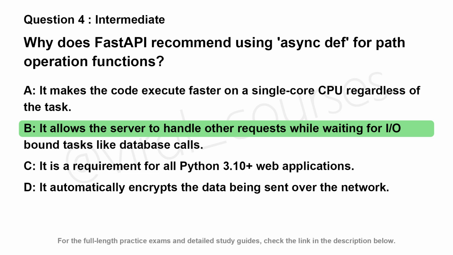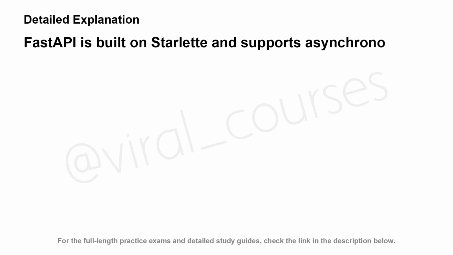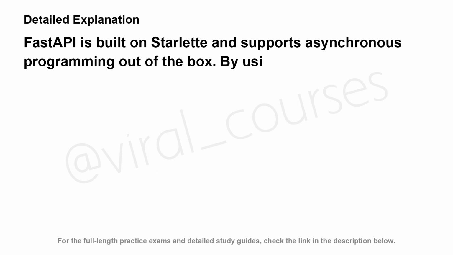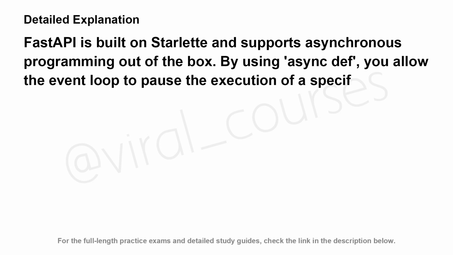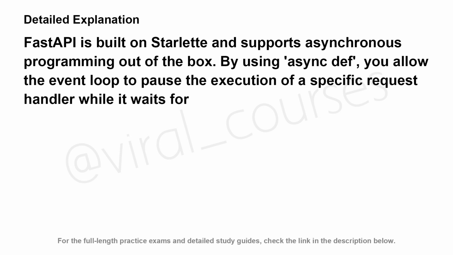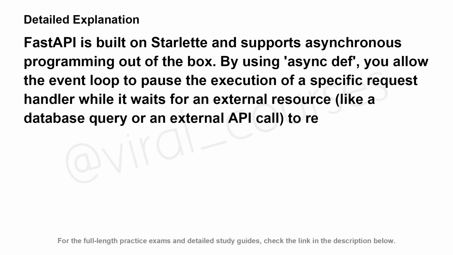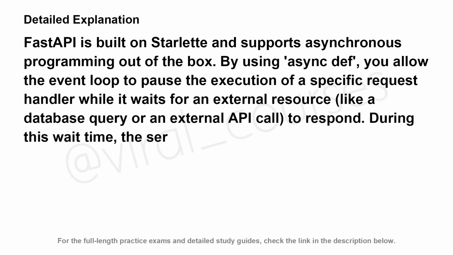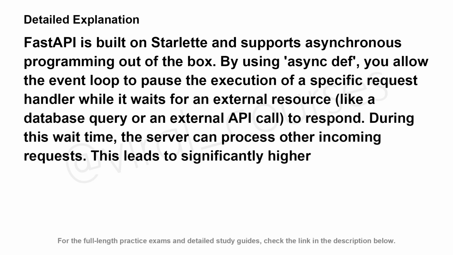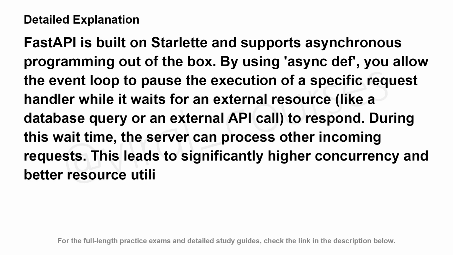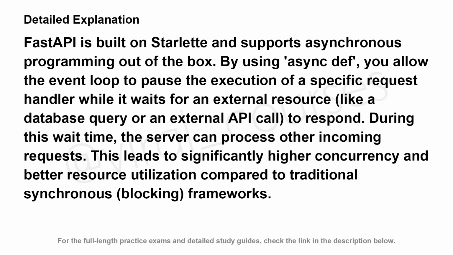The correct answer is B. FastAPI is built on Starlette and supports asynchronous programming out of the box. By using async def, you allow the event loop to pause the execution of a specific request handler while it waits for an external resource, like a database query or an external API call, to respond. During this wait time, the server can process other incoming requests. This leads to significantly higher concurrency and better resource utilization compared to traditional synchronous blocking frameworks.